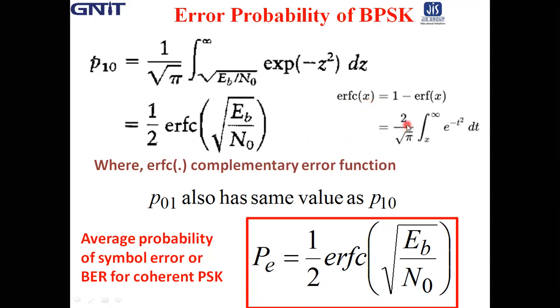So erfc(x) means 2 by square root of pi times the integration with lower limit x and upper limit infinity of e to the power minus t square dt. So that is the complementary error function. So the probability of error, P10, for the first case, is equal to half erfc square root of Eb by N0.